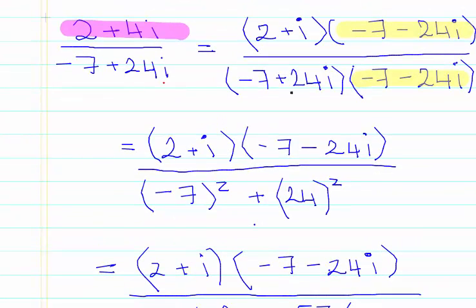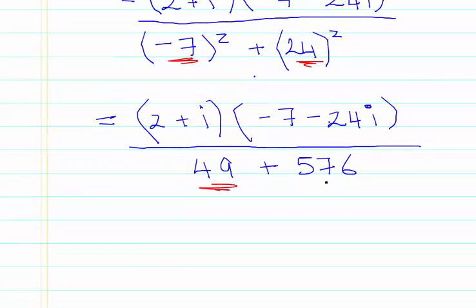Let's look at the denominator first. If you multiply a number by its complex conjugate, it's essentially the sum of the squares of a and b. So a squared is minus 7 squared, b squared is 24 squared, and adding them together we get minus 7 squared plus 24 squared. That works out to be 49 plus 576, which is 625, a nice number to work with because it's a multiple of 5.